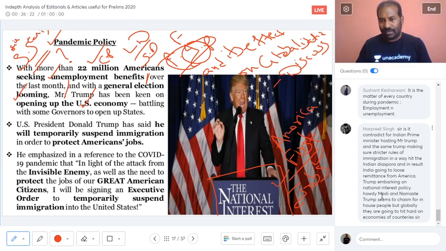Trump is embarking on a national interest policy. Howdy Modi and Namaste Trump seem to charge the House people, but globally they are going to hit hard on the economics of countries, sir.